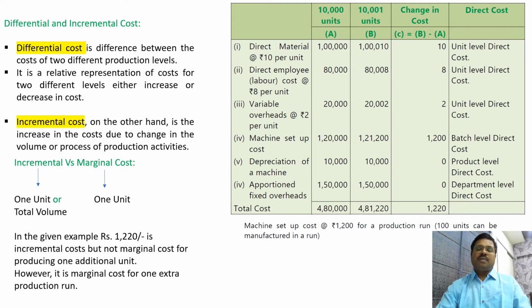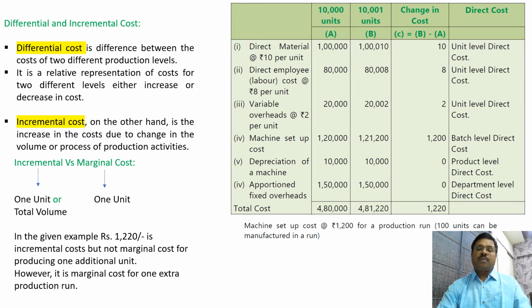It is not exactly, because incremental cost is for one unit or for total volume, but marginal cost is only for one unit. This is the important difference which you have to remember. Incremental cost is the cost incurred for one unit or one production level or total volume. But in case of marginal cost, it is one unit only.